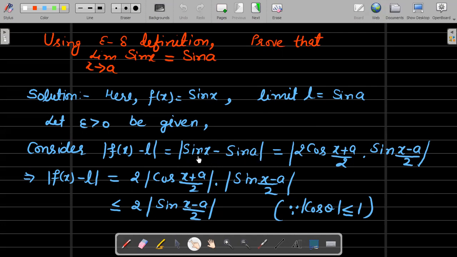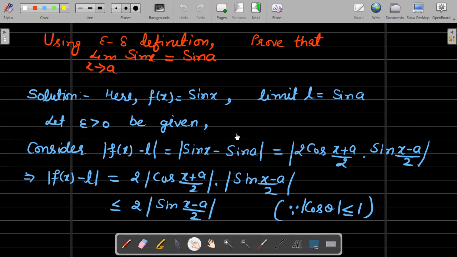So we put the formula of sin C minus sin D, and this is 2 cos (C plus D) by 2 into sin (C minus D) by 2. So this becomes |f(x) minus L| is equal to 2, we take 2 outside the mod. So this becomes 2 |cos((x plus a) by 2)| into |sin((x minus a) by 2)|. Then we have to prove |f(x) minus L| less than epsilon whenever |x minus a| less than delta.